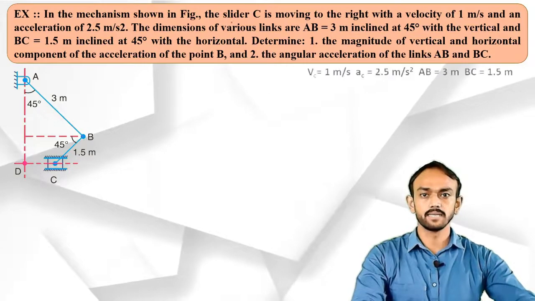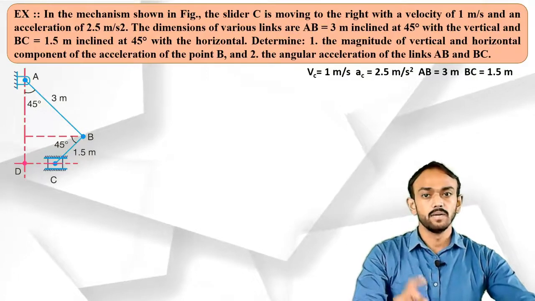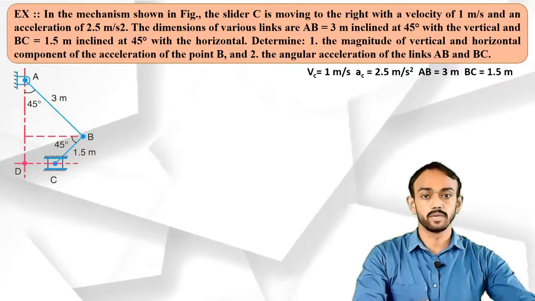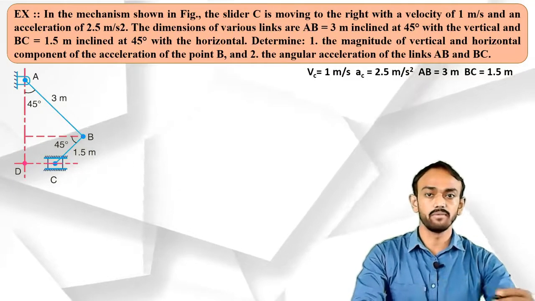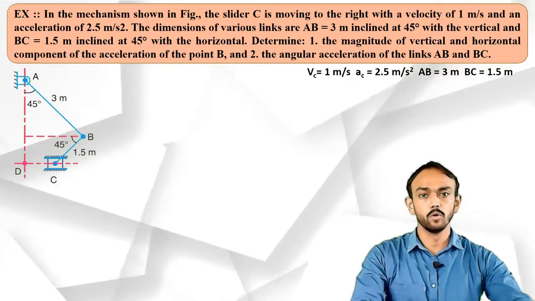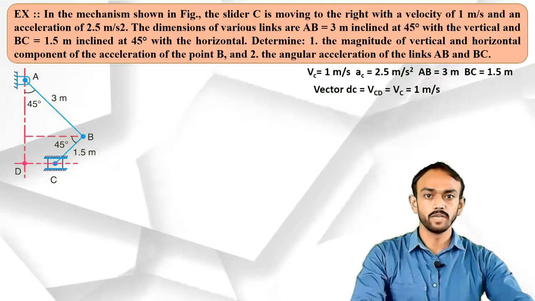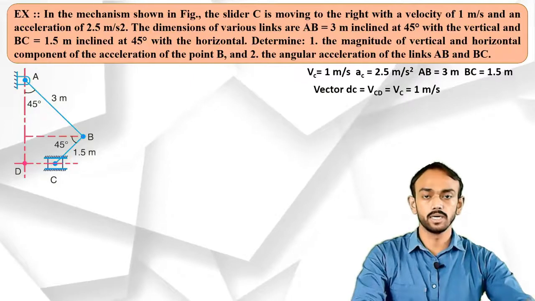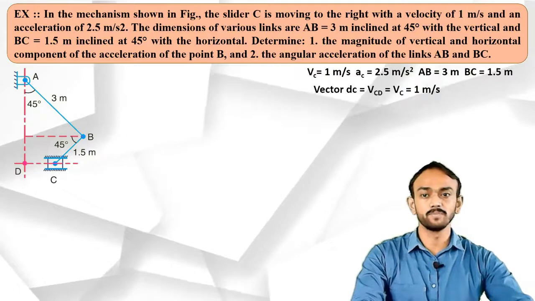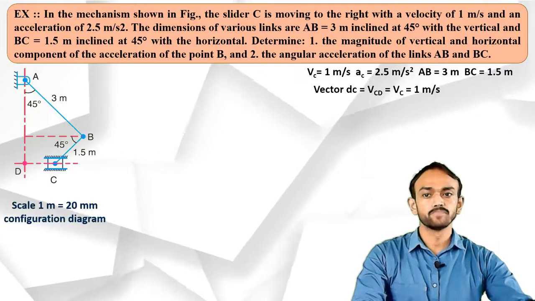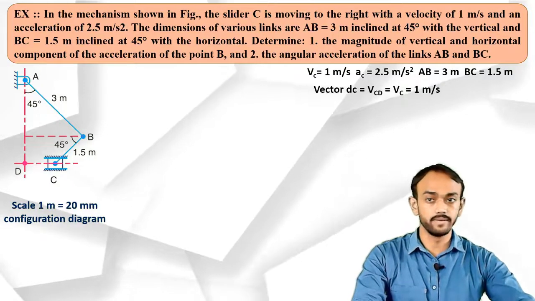So first of all, let's take the given data here. You can see all the lengths and the arrangement are given, and the velocity and acceleration of the slider are also given. With the help of that, we will find the velocity and acceleration of both links AB and BC. So first of all, we draw the space diagram or configuration diagram using the dimensions, 3 meter and 1.5 meter. Take the scale 1 meter equal to 20 mm. We will first draw this space diagram as shown in the figure. The angles are given here.